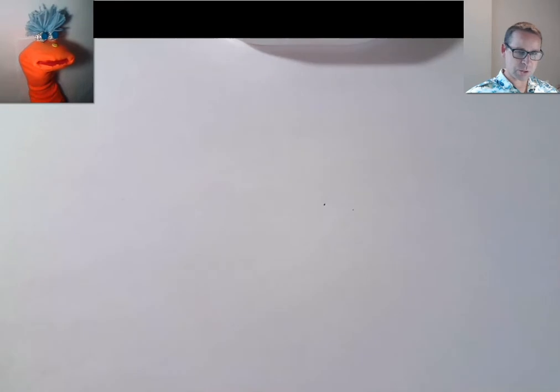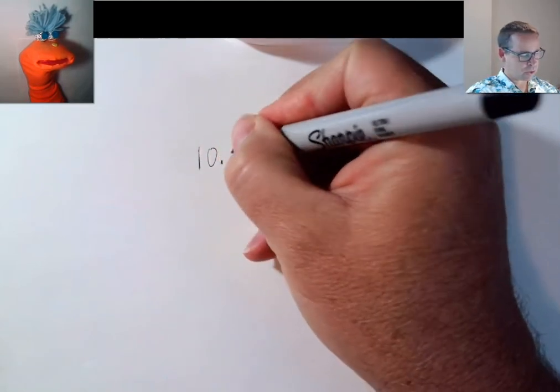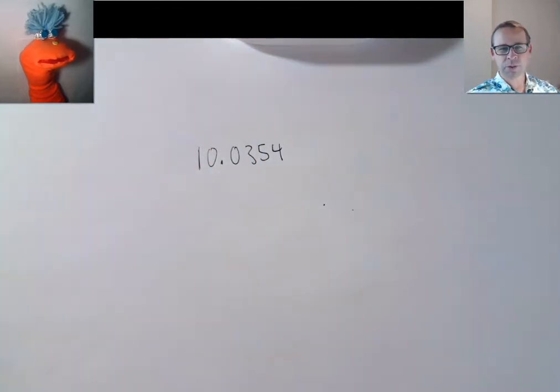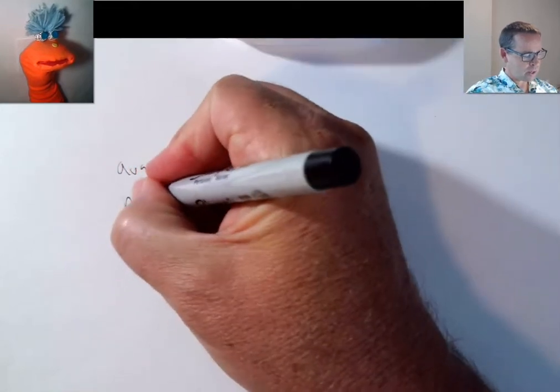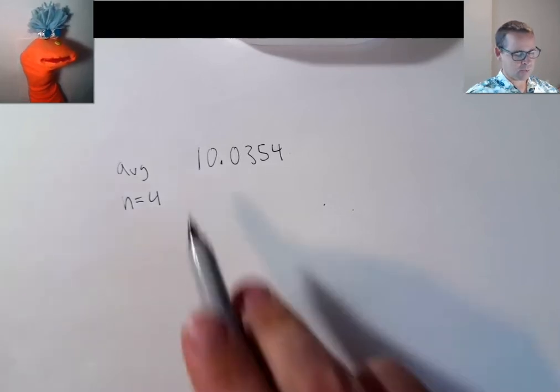Now this is an important thing to know, so let's make sure we recognize this. I measured some volumes of solutions, and I did it four times. And this was the average value for those four measurements, okay? So this is an average with an n value equal to 4. That means an average of 4 different measurements. How many significant digits do I have? 6. That's right, 6 significant digits.